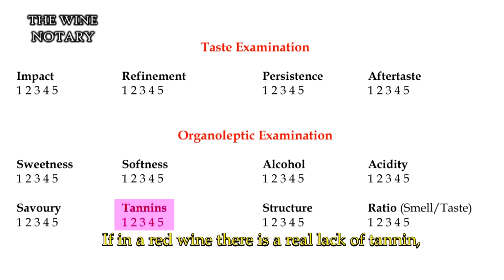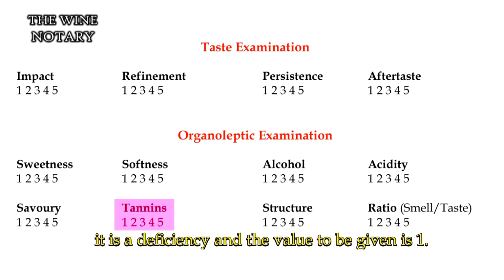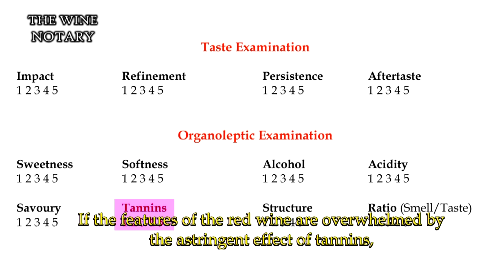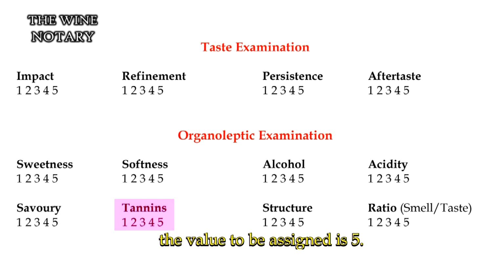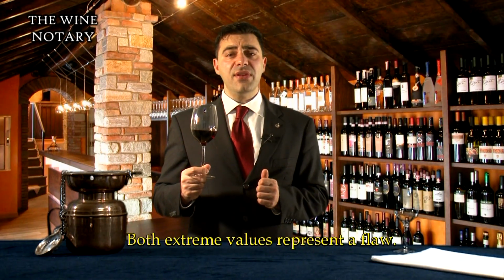If in the red wine there is a real lack of tannin, it is a deficiency, and the value to be given is 1. If the features of the red wine are overwhelmed by the astringent effect of tannins, the value to be assigned is 5. Both the extreme values represent a flaw.